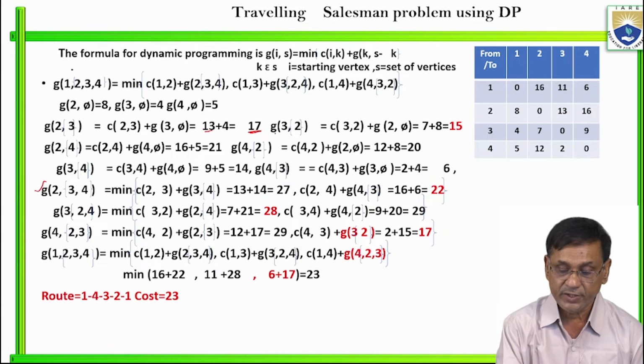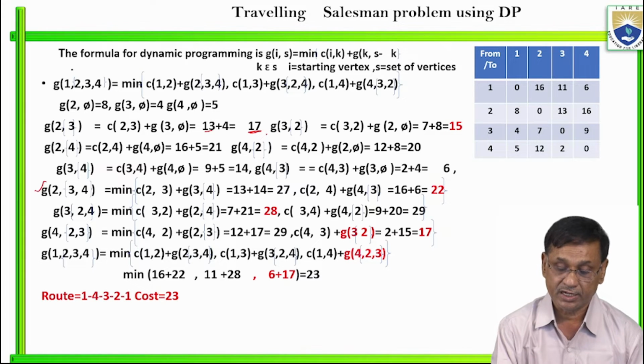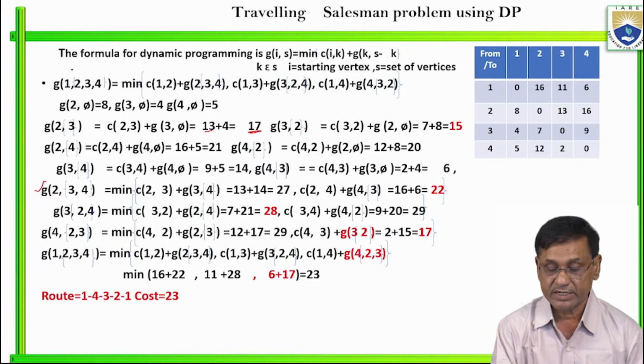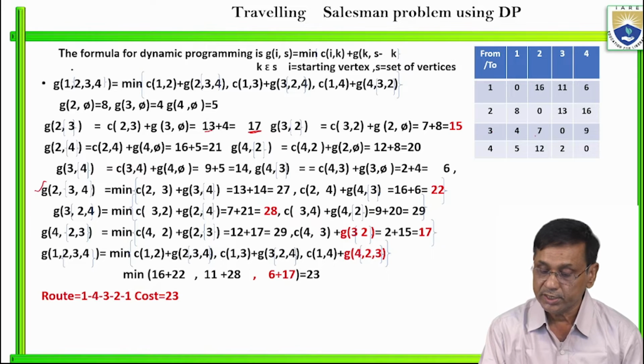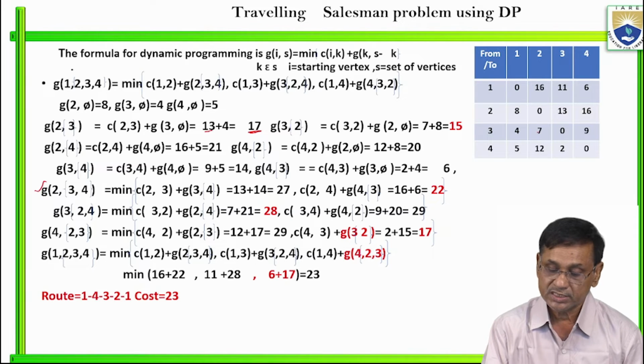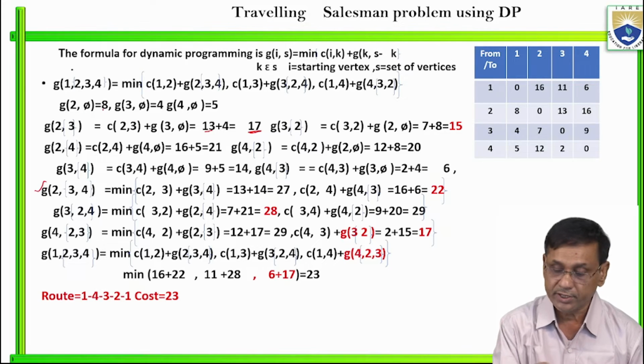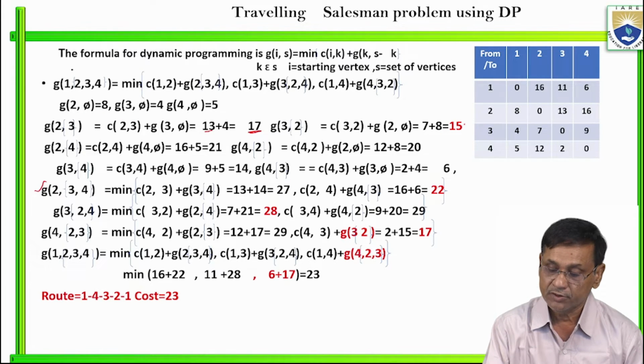Similarly, cost of going from 3 to 2 also we can calculate. Cost of going from 3, comma, the remaining set of vertices {2} is equal to cost of going from city 3 to 2, that is C of 3 comma 2, plus cost of going from 2 to 1. So 3 to 2 is 7 and 2 to 1 is 8. So 7 plus 8 is 15.